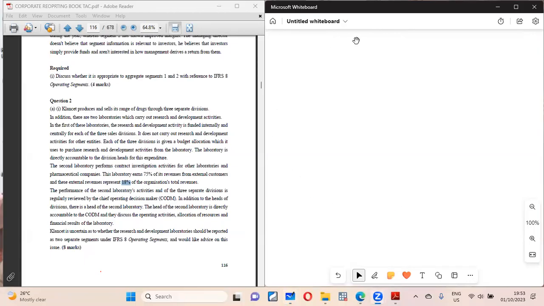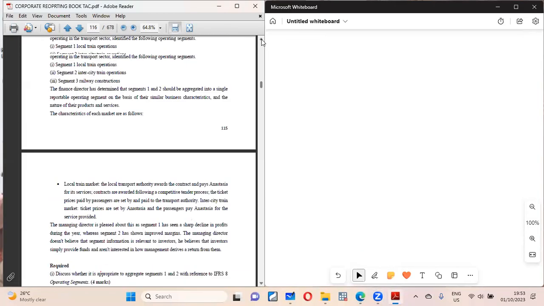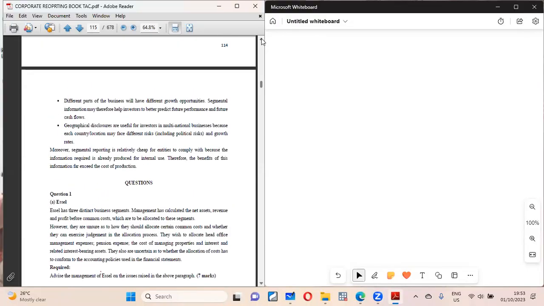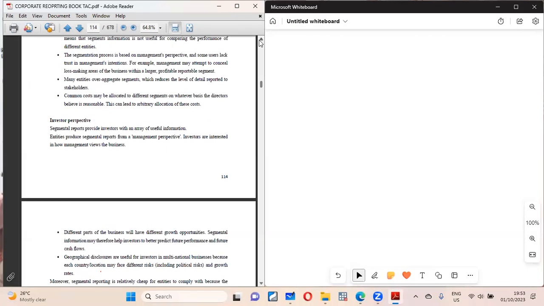Hello, sir. Yes, please. Yeah, please. So the quantitative method, after conducting the 10% test, what if the last method, if you do the 75 test, it doesn't meet. Let's assume that after. If the total reported segment revenue is not greater than 75, that is your question of the external revenue. Is that your question?